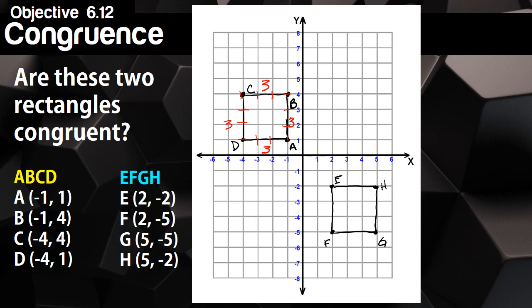So let's go and figure out E to F. So E to F is 1, 2, 3. F to G is 1, 2, 3. G to H is 1, 2, 3. And H to E is 1, 2, 3. So we determined that these two rectangles would be congruent because they have matching side lengths. And so just like we have the triangle where we draw it out, sometimes, given the coordinate grid, you figure out the side lengths, determine if the two rectangles, or squares in this case, are congruent.